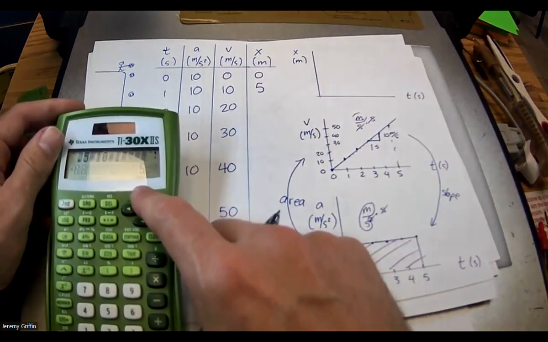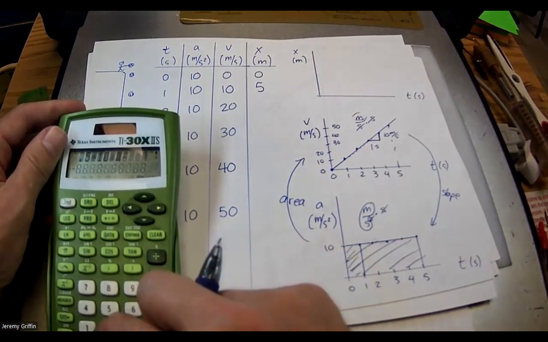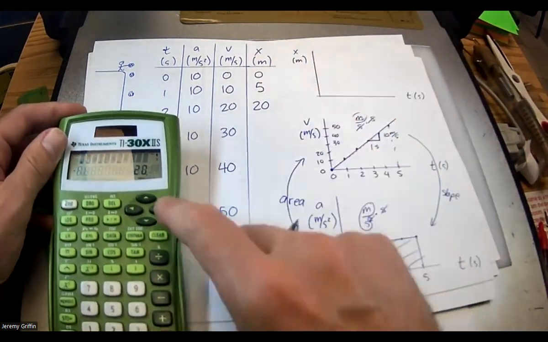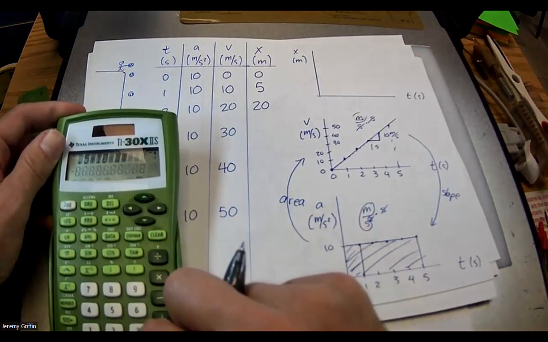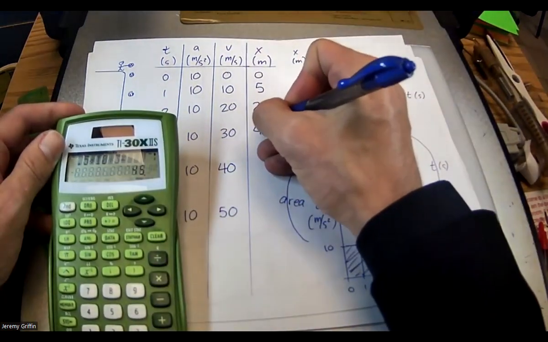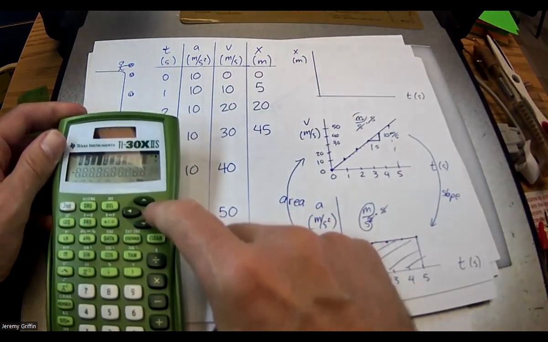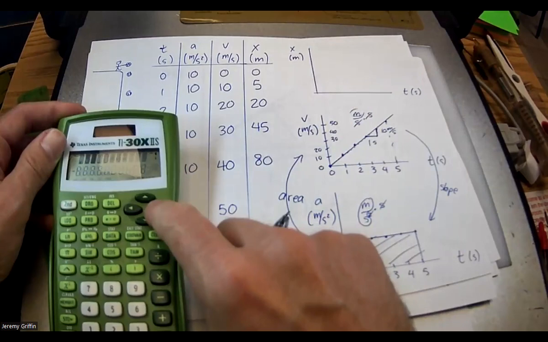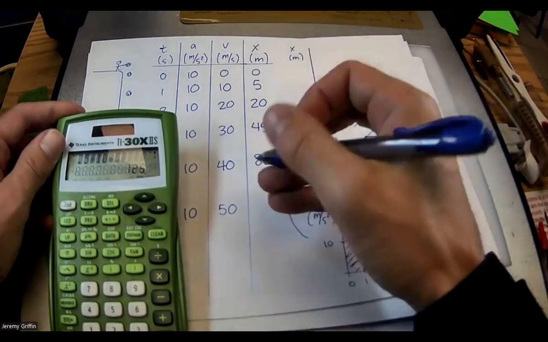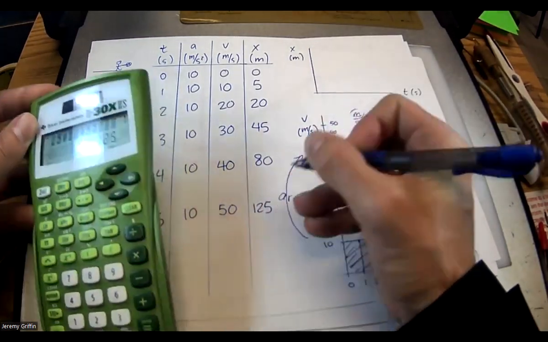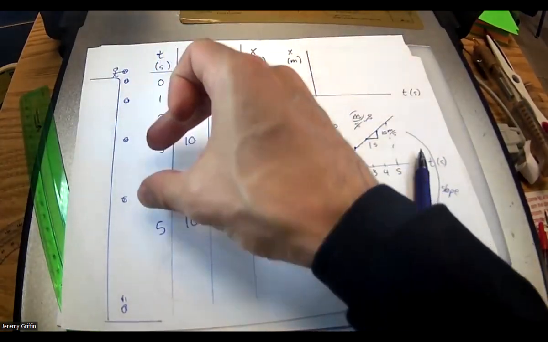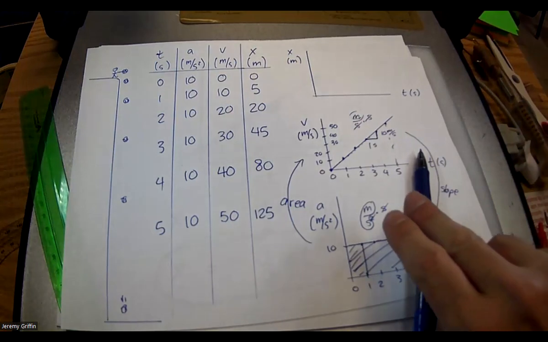How about after 2 seconds? Scroll up, scroll over, replace 1 second with 2 seconds. Now we're up to 20 meters. Let's throw in a third second. Now we're up to 45 meters. Throw in a 4th second. Now we're up to 80 meters. And how about 5 seconds? Something's been falling for 5 seconds: 125 meters. Aren't those numbers consistent with the ball spacing out? It's getting further and further.